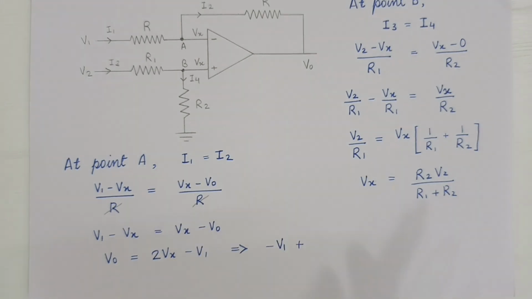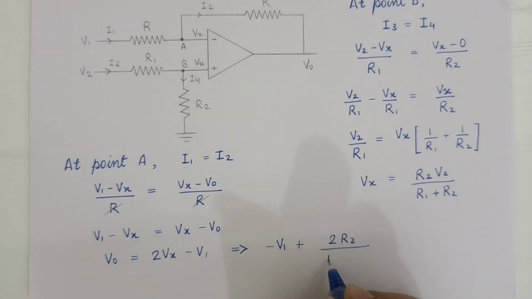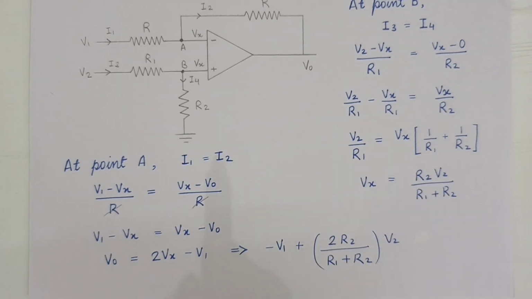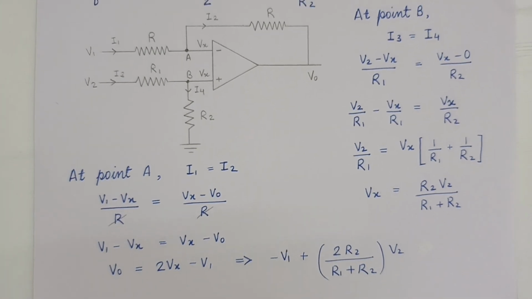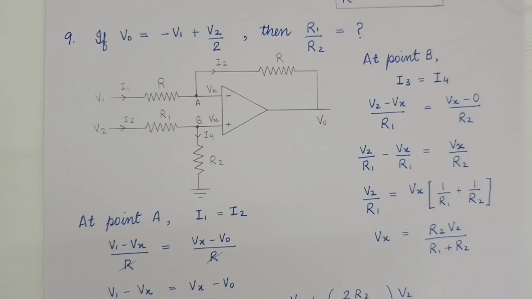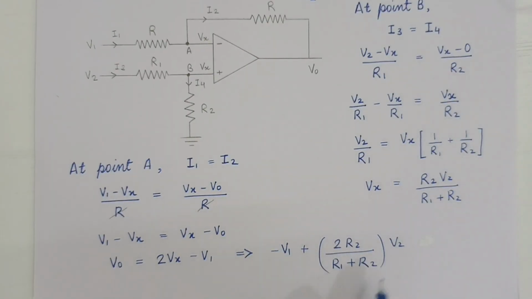Let's use this value of Vx over here, multiplying it by 2. So twice of R2 divided by R1 plus R2 times V2. So now this is what we get, which is equal to V0. Now what we are going to do is compare. As you can see in the question, we have given the value of V0. So we are going to compare this value of V0 to this value of V0.